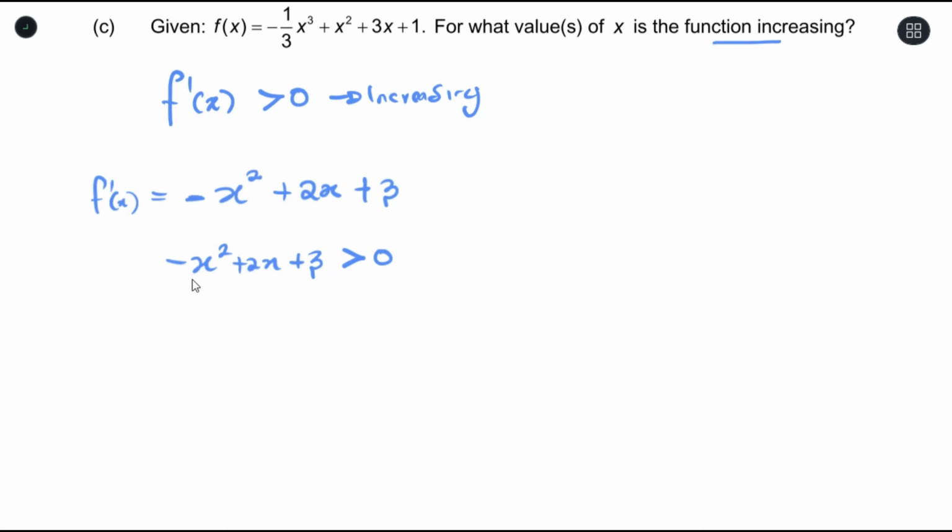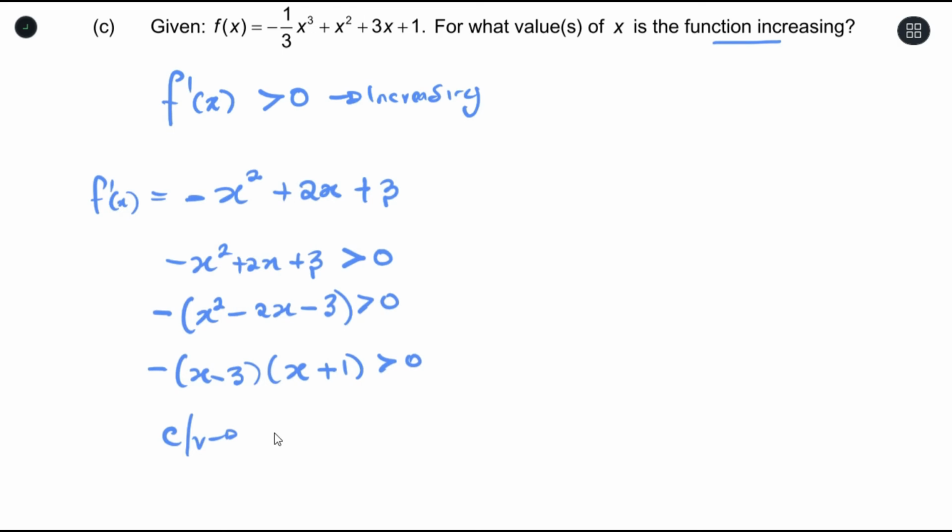To solve inequalities, we need to factorize this. To help me factorize this, I will bring out a negative. Looks a little bit better. Minus 3. So this would be x minus 3 and x plus 1. The critical values for this would be negative 1 and 3. We'll put this into a number line to help us find the value for x.